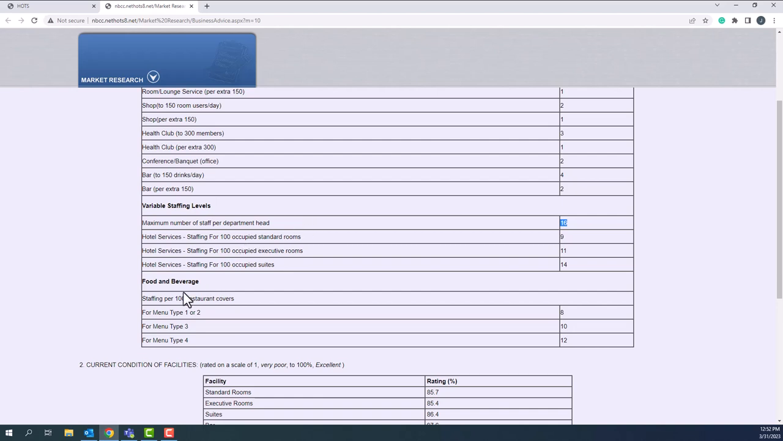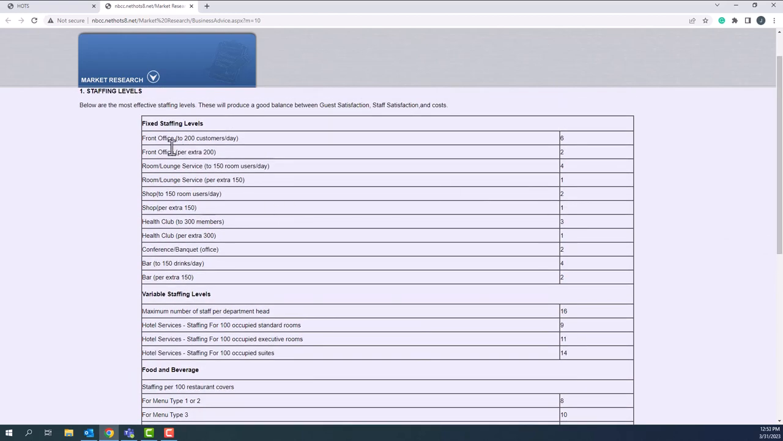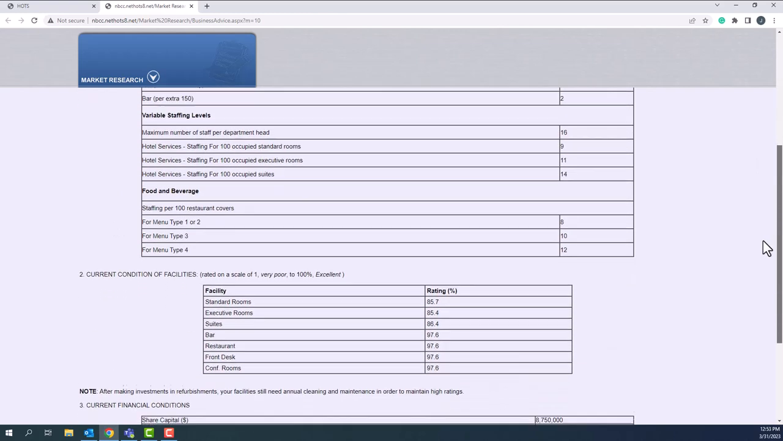There's also food and beverage staffing per 100 restaurant covers, but that is only the restaurant covers that this staff accounts for. The staffing level changes as you get fancier menus. But remember, your food and beverage staff also has to include staff if you've unlocked 24-hour room and lounge service. If you've opened banquet service, then you need staff to cover your banquet bookings. So lots of information here about your staffing levels.